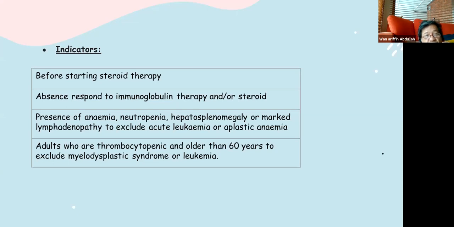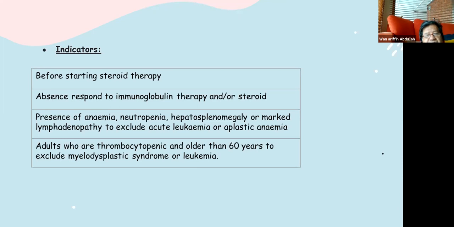Right? So before starting steroid therapy, in the past, we used to do that routinely, but now we are more confident with our clinical diagnosis, even before starting steroid therapy. You say, I'm confident, this is ITP, no need to do bone marrow. But if there is any doubt at all that this could be leukemia, you shouldn't start steroid until you have excluded leukemia by doing bone marrow aspiration.